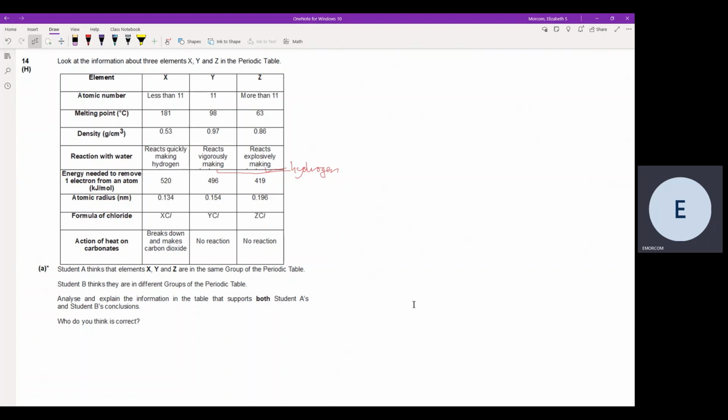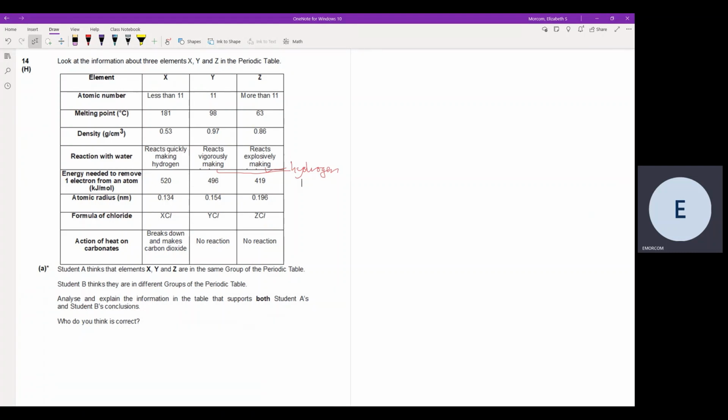Student A thinks that elements X, Y, and Z are in the same group of the periodic table. Student B thinks they are in different groups of the periodic table. Analyze and explain the information in the table that supports both student A's and student B's conclusions. Who do you think is correct? And again, it's a 6-mark question. It's a level of response question. So we have got loads and loads of data here that we need to look at.